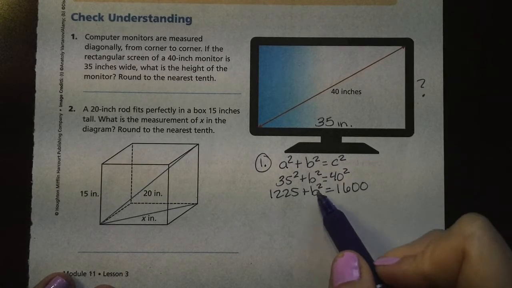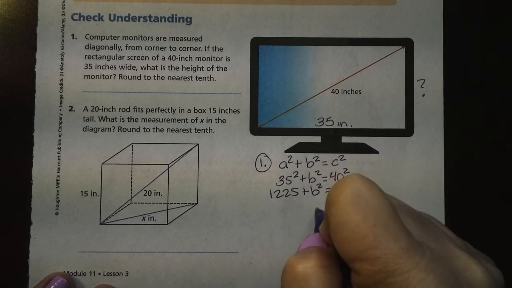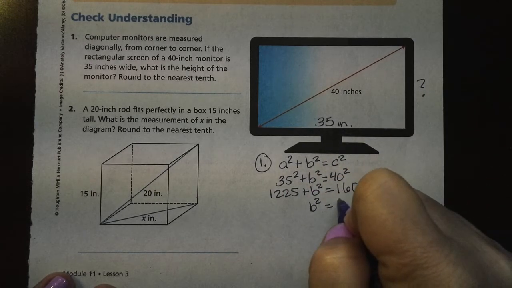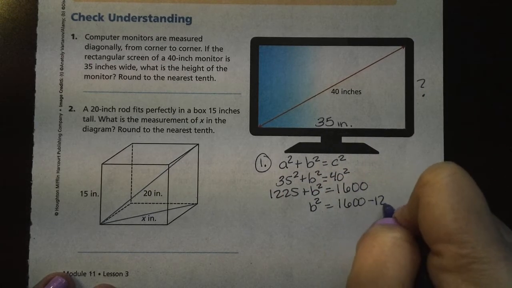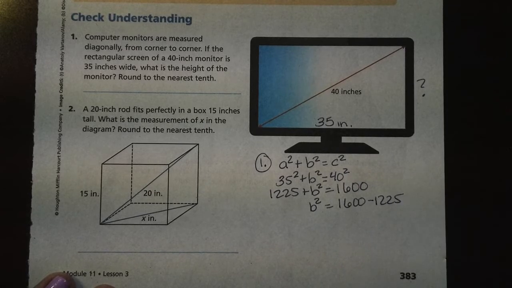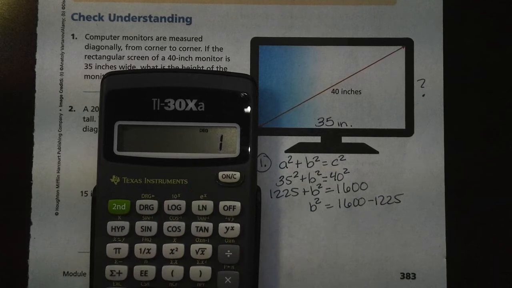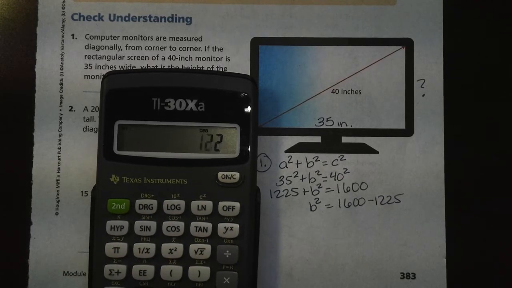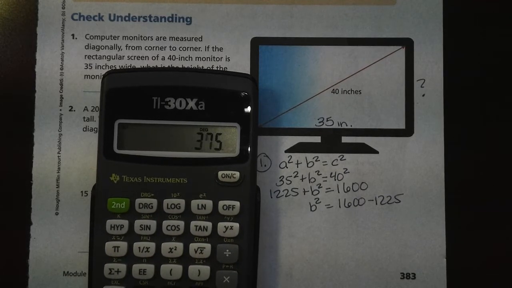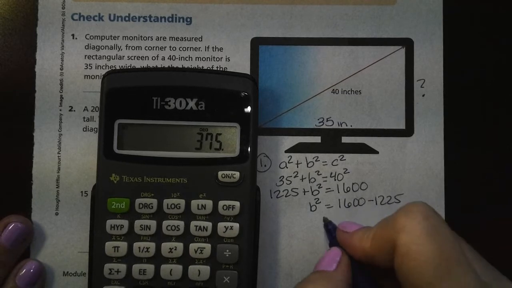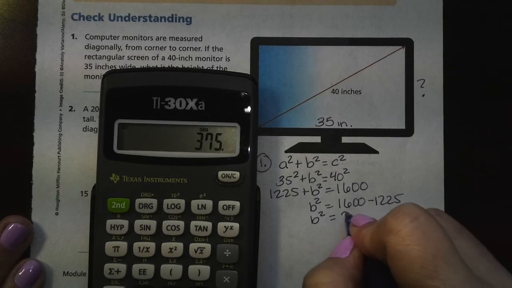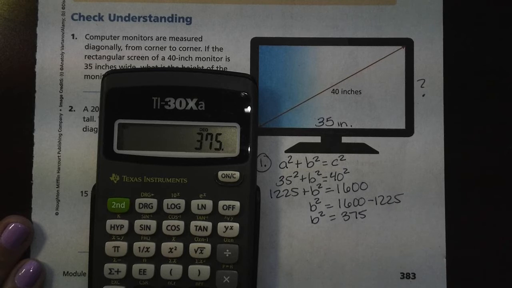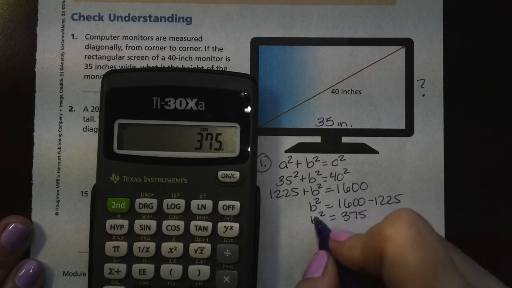So now, because we're looking for a leg, remember we subtract. So b squared equals 1,600 minus 1,225. So let's work that out. Okay, and we get 375. So b squared is equal to 375, but remember we don't want b squared, we want b.